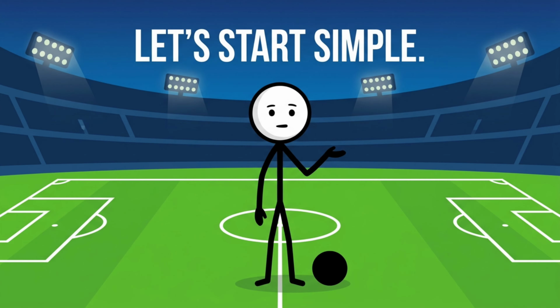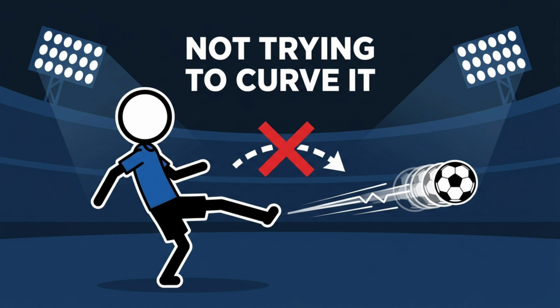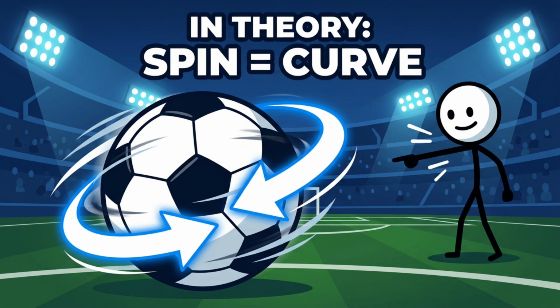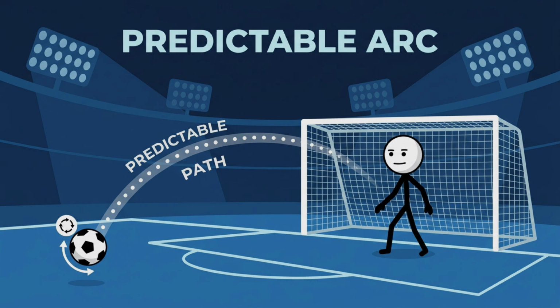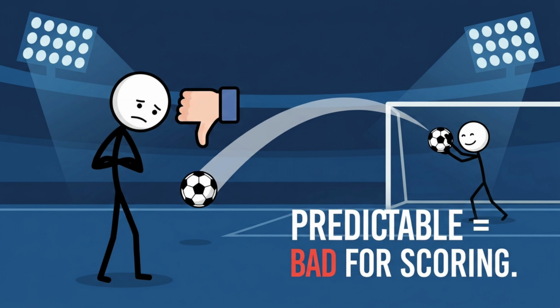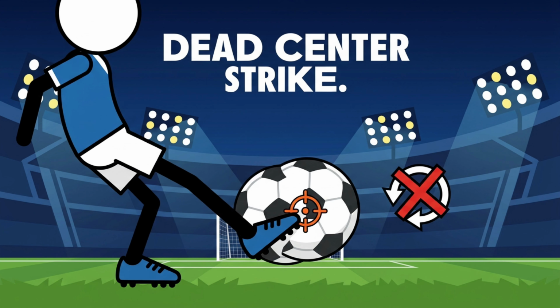The setup. Let's start simple. When a player hits a knuckleball, they're not trying to curve it. In theory, curving a ball is about spin. Spin creates a predictable arc. Predictable is bad for the guy trying to score. So instead, the striker strikes the ball almost dead center, with barely any rotation.